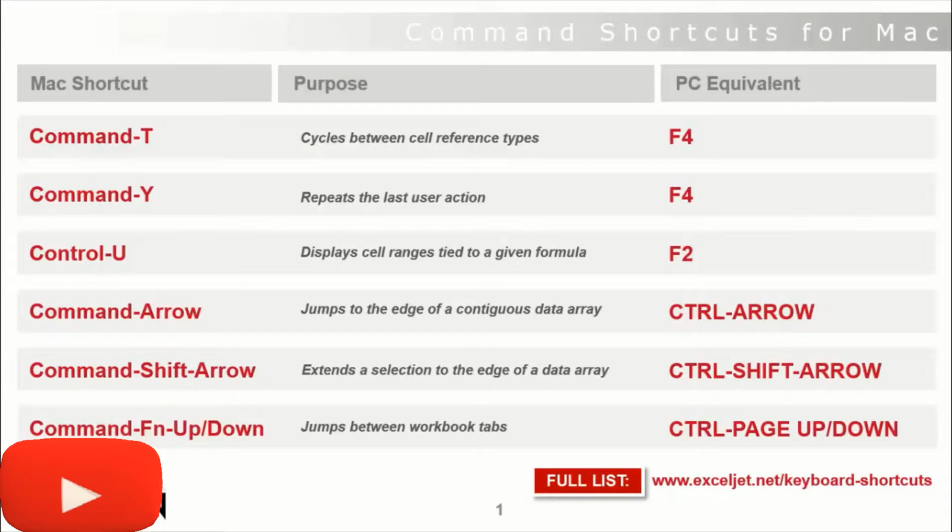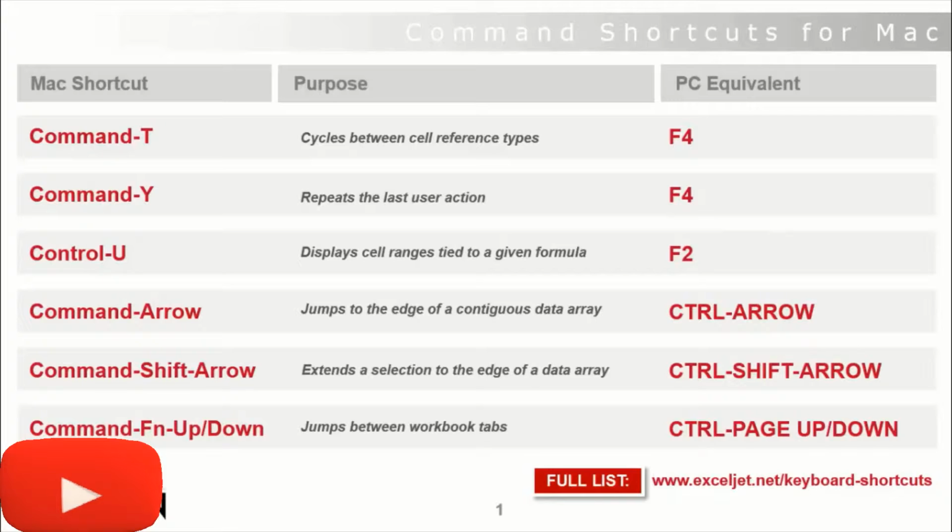So instead of F4, you're going to use Command T to cycle between your cell reference types and Command Y to repeat your last user action. Rather than F2, you can use Control U to display your cell ranges that are tied to a given formula, or just double-click the cell in which the formula lives.